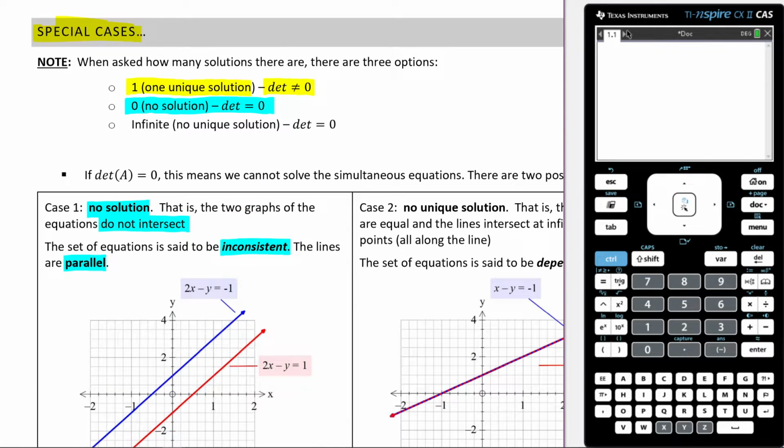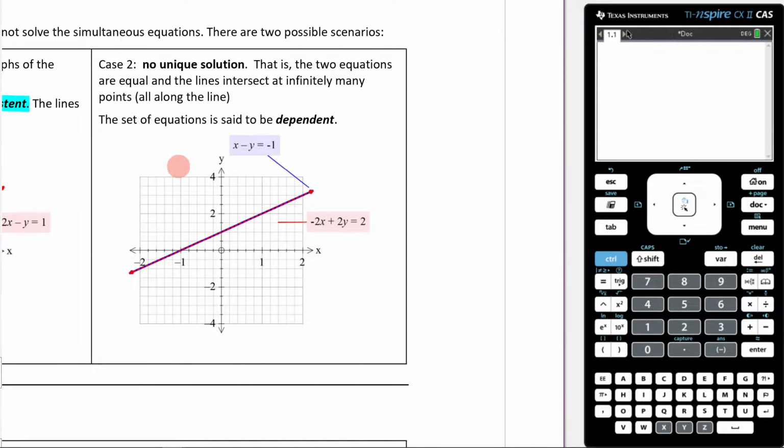All right, let's look at the next one now. We'll grab a green. This is when you have an infinite amount of solutions. So in other words, you have no unique solutions. And this also occurs when the determinant is equal to 0. So let's look over here at this situation. So no unique solution. That is the two equations are equal and the lines intersect at infinitely many points. The set of equations is said to be dependent. So as you can see here, we've got these two equations, x minus y is equal to -1 and negative 2x plus 2y is equal to 2. And in actuality, this is the same equation, and therefore they touch each other infinitely many times.